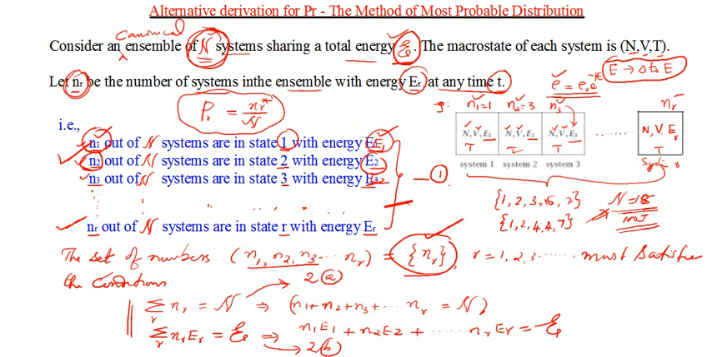The set of values n1, n2, n3, etc. up to nr that arise from such sharings is what we have called the set nr. So in principle we can say that any set nr which satisfies conditions 2a and 2b is a possible mode of distribution. Any set nr, so that is our conclusion now.